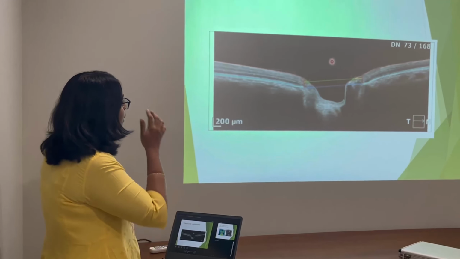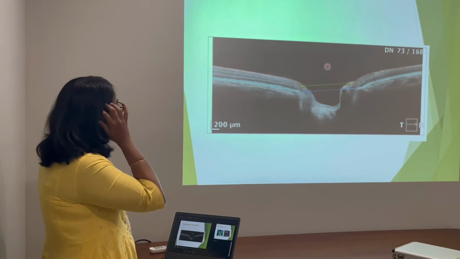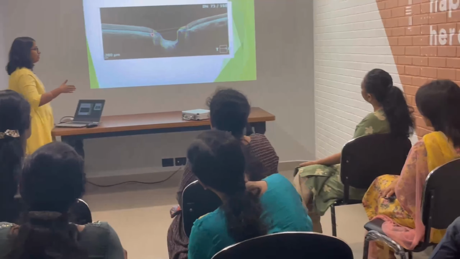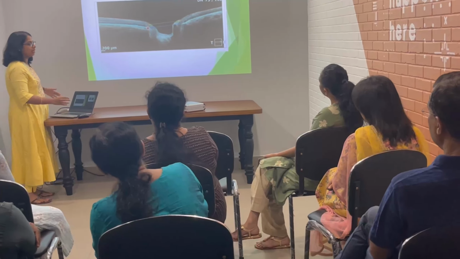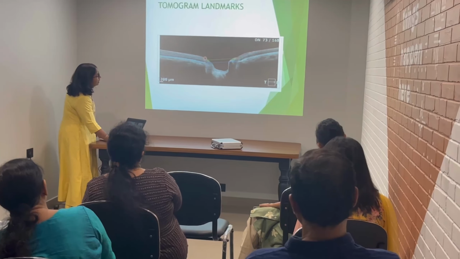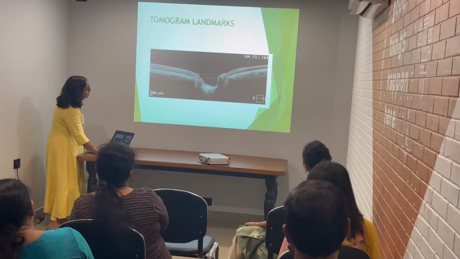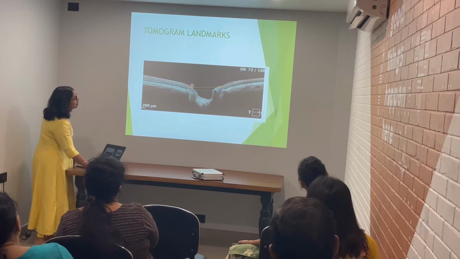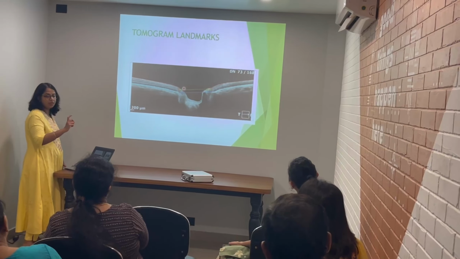Then we go into the tomogram. Tomogram landmarks should be checked. This blue line indicates the Bruch's membrane, and the Bruch's membrane opening is what the machine dictates as the disc margin. This red line is the internal limiting membrane, and the ending of the internal limiting membrane here is considered as the cup margin. So the distance between these 2 points is considered as the minimum rim width.